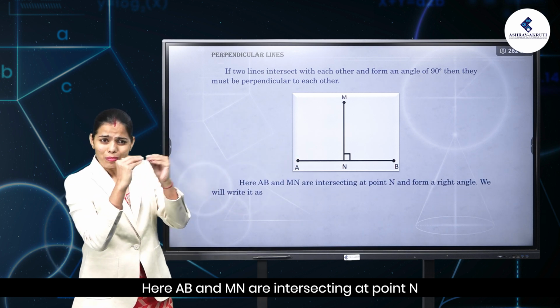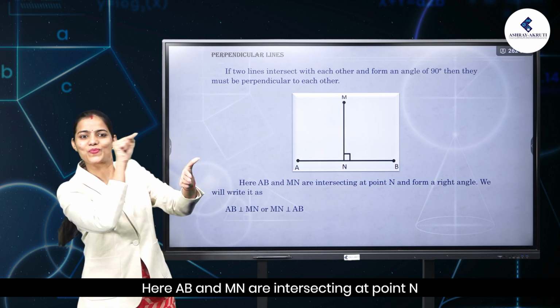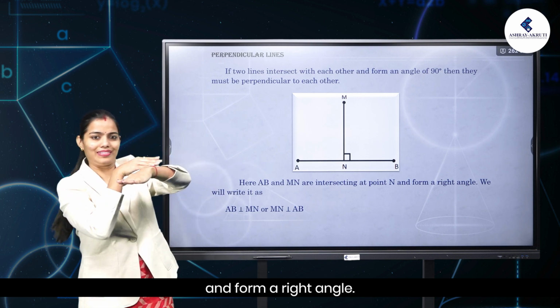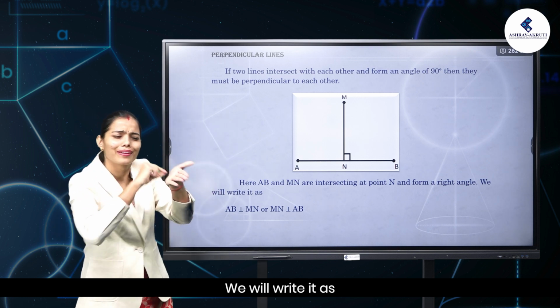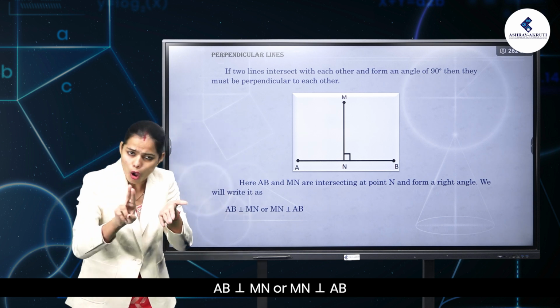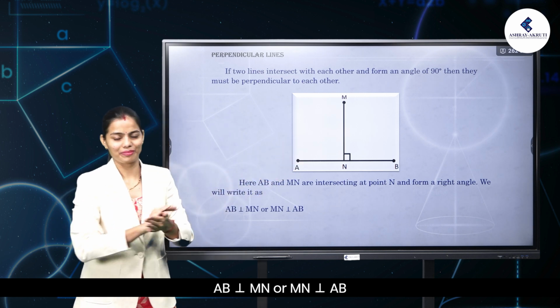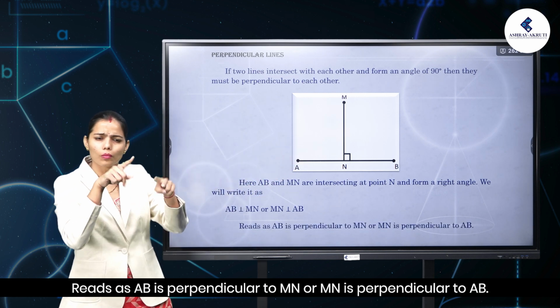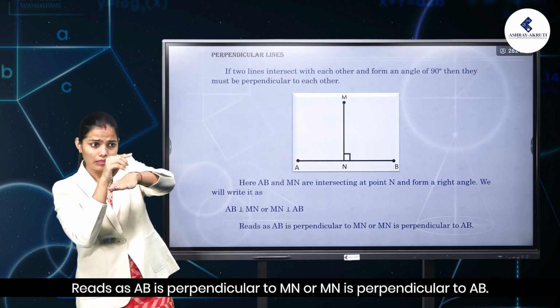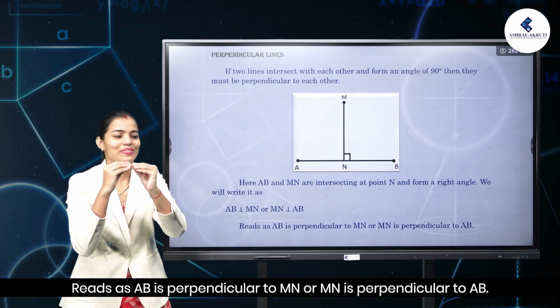Here, AB and MN are intersecting at point N and form a right angle. We will write it as AB perpendicular to MN or MN perpendicular to AB. It reads as AB is perpendicular to MN or MN is perpendicular to AB.